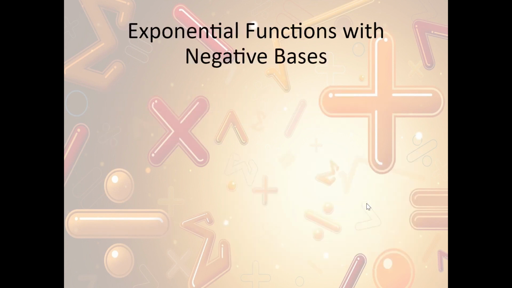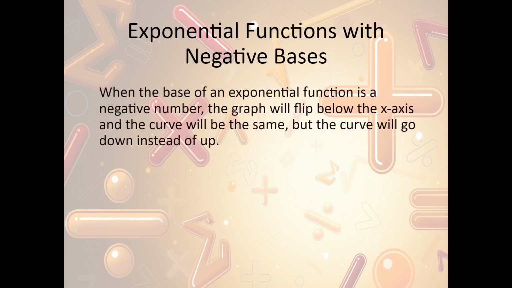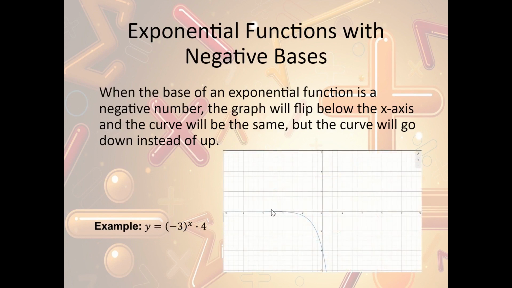Now what if the base is negative? Well, when the base is negative, the graph will flip below the x-axis and will go down instead of up. For instance, we have y equals -3 to the x times 4. So here, it's going to flip and go downward below the x-axis. It's going to be exactly the same graph as 3 to the x, but it's just going to be down this direction. So it's going to be like it was reflected down below the x-axis.